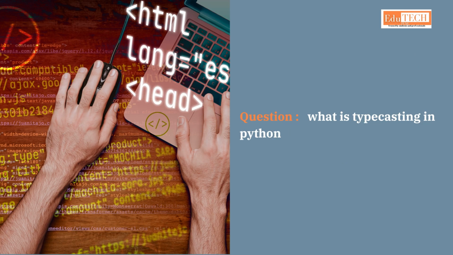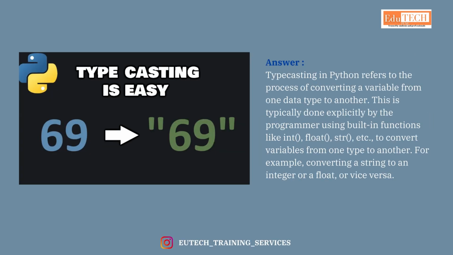Question: What is typecasting in Python? Answer: Typecasting in Python refers to the process of converting a variable from one data type to another. This is typically done explicitly by the programmer using built-in functions like int, float, str, etc., to convert variables from one type to another. For example, converting a string to an integer or a float, or vice versa.